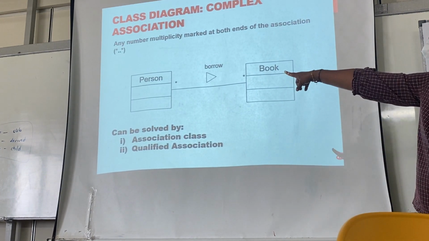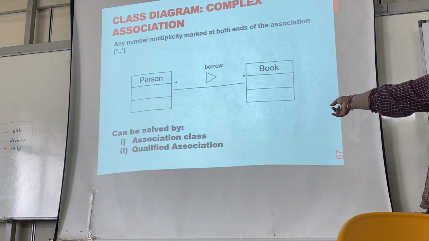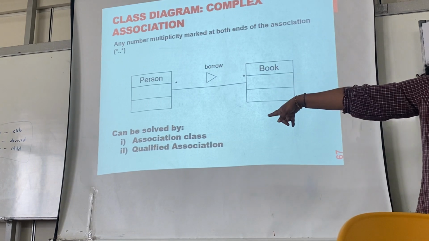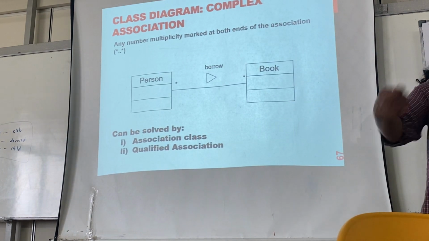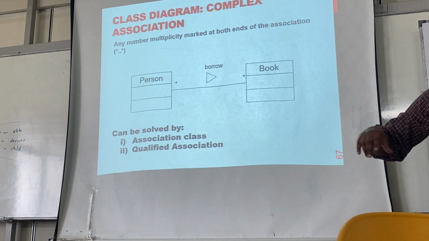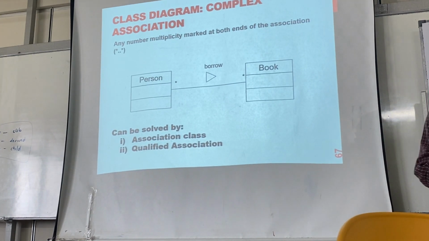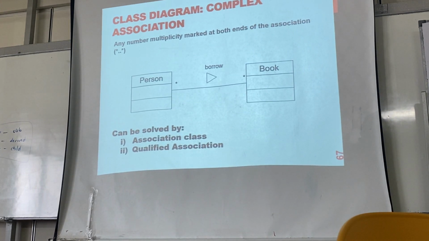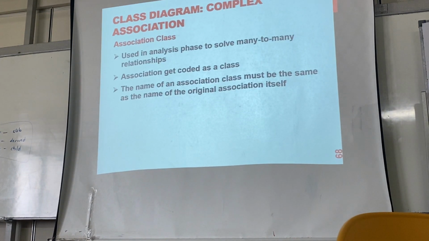Logic, right? One person borrows many books. One book can be borrowed by many persons. Why? Because it can be returned and borrowed again, returned and borrowed again, right? So now, borrow list, very good name. Any other suggestion? So you add an associative class. So we call it here an association class.